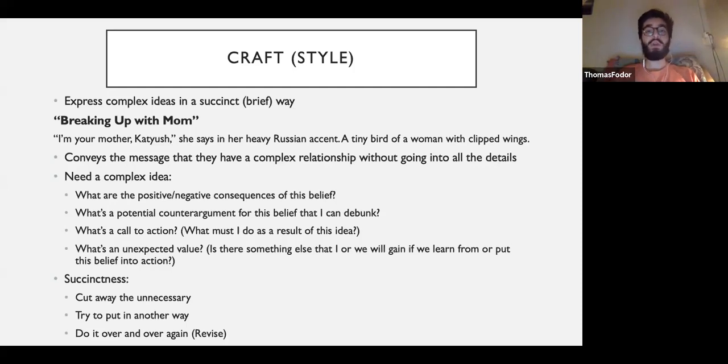All right. You can also ask yourself, what's an unexpected value? I mentioned this in some of my former sessions, but what is a value that is connected to either your career or to your story that people wouldn't expect to be connected to your specific career or your story? Or is there something else that I or we will gain if we learn from or put this belief into action? Ask yourself these questions, be mulling over them. And, again, this is one of those things where all of these changes can be done after you've written your first draft and after you've done your first sentence technique revision.